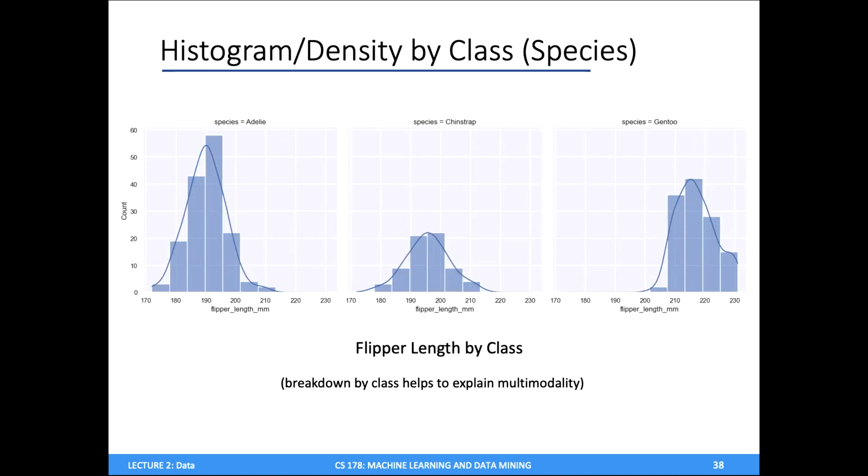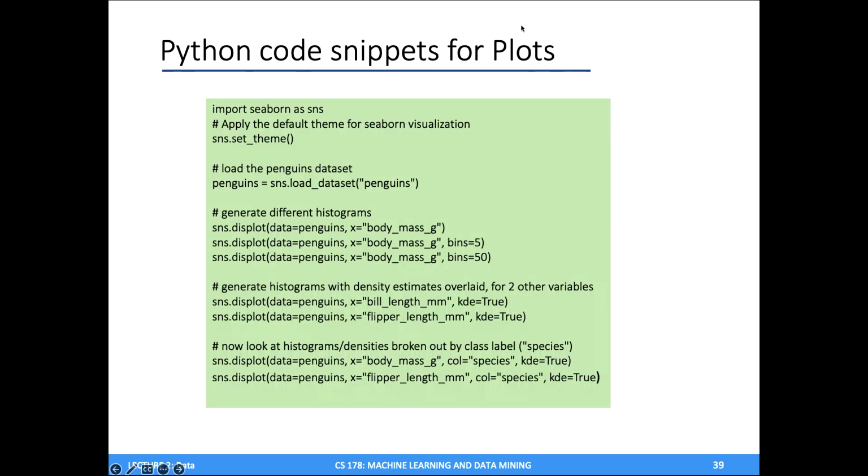For example, if we instead plot histograms per class, i.e. per species, what I've done now is I've taken flipper length and made a histogram for all of the Adelie penguins on the left, all the chinstrap penguins in the middle, and all the Gentoo penguins on the right. And what you can see is that these penguins have quite different values for their flipper lengths depending on what class of penguin they are. And this might actually help explain that multimodality that we saw in the previous histogram when we grouped all these penguins together. Again, Python code, please see this in the slides afterwards if you'd like to recreate these figures.